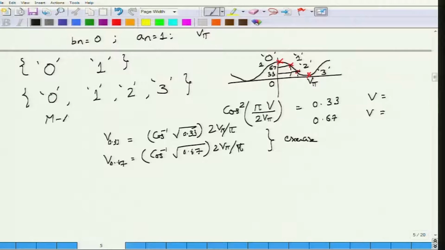This way in which we have used multiple levels for shifting the amplitude or changing the amplitude is called M-ary ASK, okay, where M stands for the number of symbols. This would be 4 ASK in this example, okay.